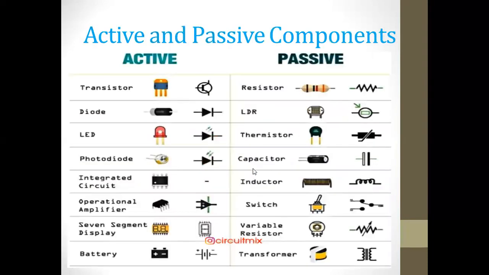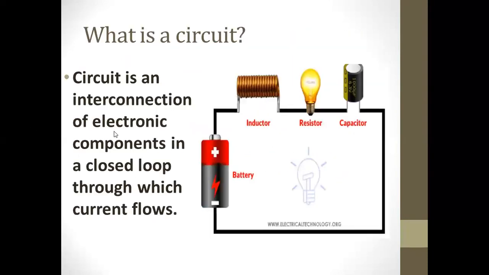Coming to circuits and control theory, first we'll see the basics: what is a circuit? A circuit is an interconnection of electronic components such as inductors, resistors, capacitors, transistors, diodes, silicon controlled rectifiers, batteries, current sources, and voltage sources, connected in the form of a closed loop which allows the flow of current. So a circuit will have all these components present, connected in the form of a loop.